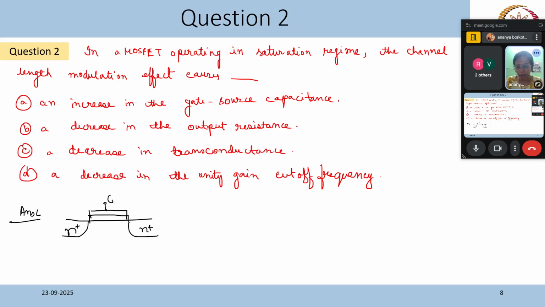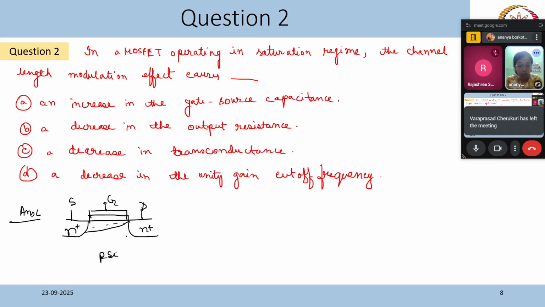This is my metal gate, this is source, this is drain, and we are drawing our channel like this. This is my channel, there are electrons. This is a p-type silicon, right? This is the point where the pinch off happens, and that is the VDS sat we are defining, which is our VGS minus VT.